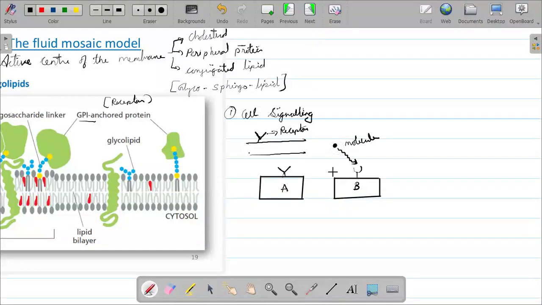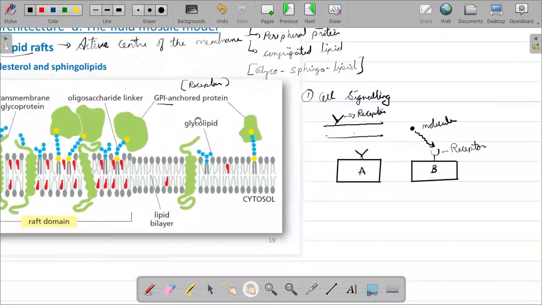They enter into the B cell because of the GPI anchored protein. We have some receptors in this. Receptors are involved in recognizing the foreign particles. That is the role of this GPI anchored protein.